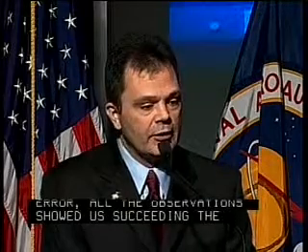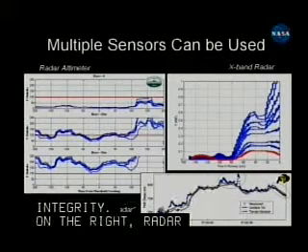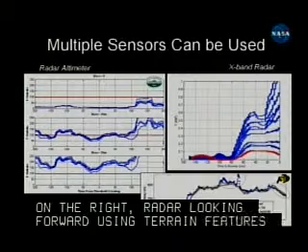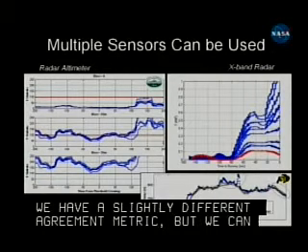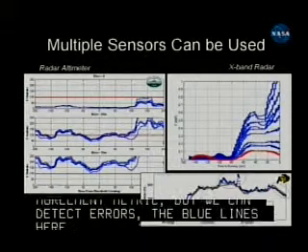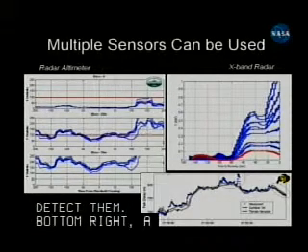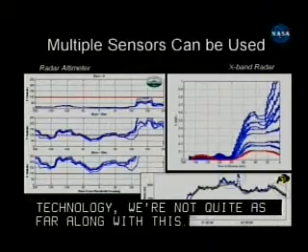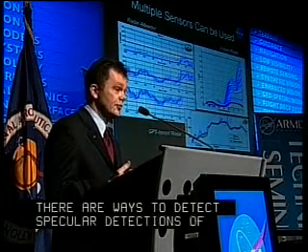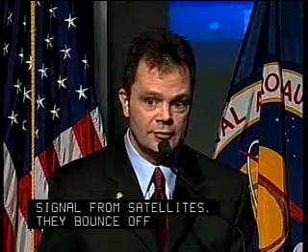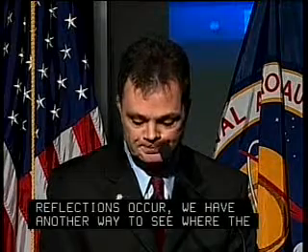On the right is an X-band radar, which is looking forward to see terrain features, and a similar kind of approach. We have a slightly different agreement metric for T, but again, we can detect errors, which are the blue lines here. As we inject more error, it becomes easier and easier to detect them. The bottom right is a newer technology. We're not quite as far along with this, but it's the idea of using GPS. It turns out there are ways to detect the specular reflections of GPS signals that come from satellites. These signals bounce off the ground, and if we can observe where those reflections occur, we've got another way of seeing where the terrain model is, and we can compare that with our onboard model. So far, we show good agreement between these two approaches. One more chart.